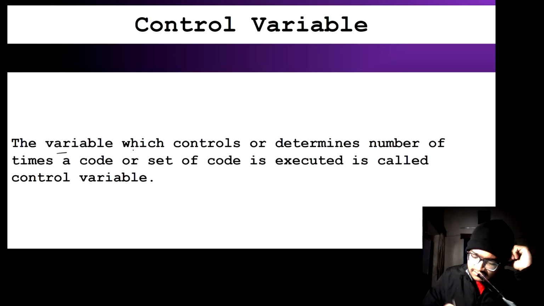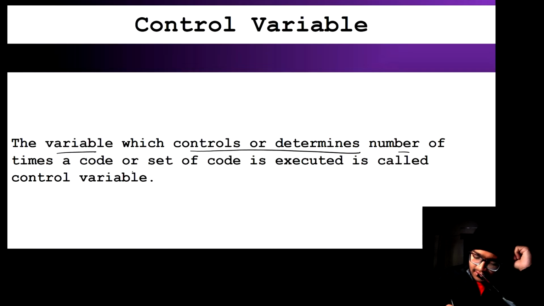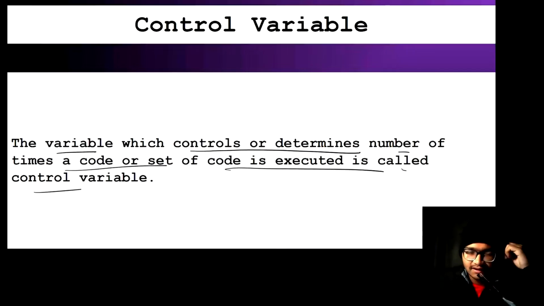The variable which controls or determines the number of times a set of code is to be executed is called the control variable. So what does a control variable do? A control variable determines the number of times a loop will be executed. Whether a loop will run 300 times or 5000 times, it will depend upon the control variable and the condition which is applied.